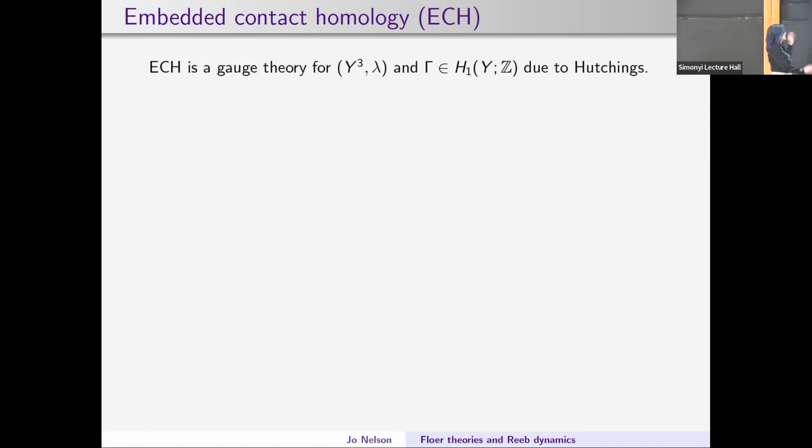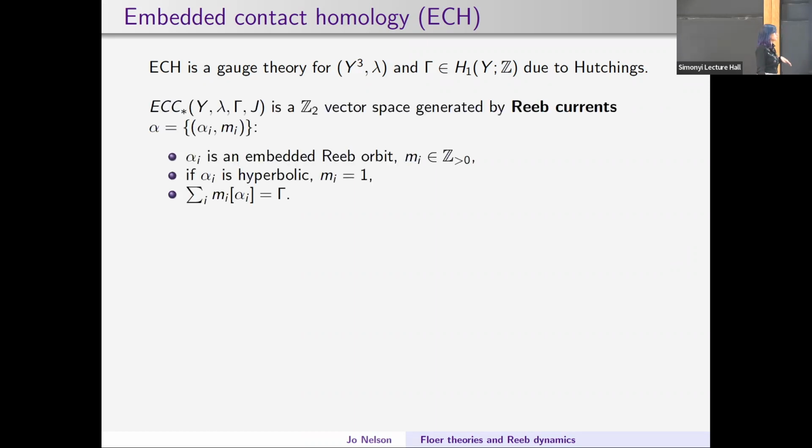So this is the lightning fast recap of embedded contact homology. It's a gauge theory for a closed contact 3 manifold that depends on the choice of a first homology class, and it's due to Hutchings. There are 2 other gauge theories for 3 manifolds that are well known. One of them is Heegaard Floer, and the other one is Seiberg-Witten Floer homology, and each one is set up in a seemingly disparate way, but they tend to encode information that the other one might not see. And so they each tend to have a different range of applications, even though all 3 of these theories are isomorphic to each other.